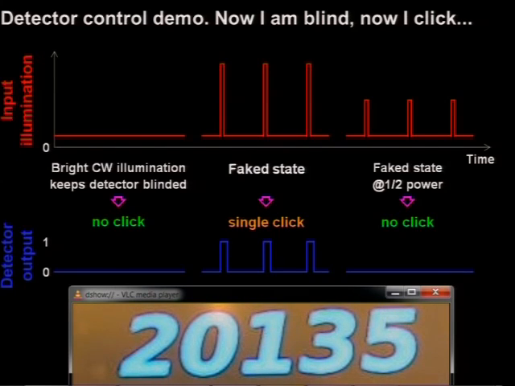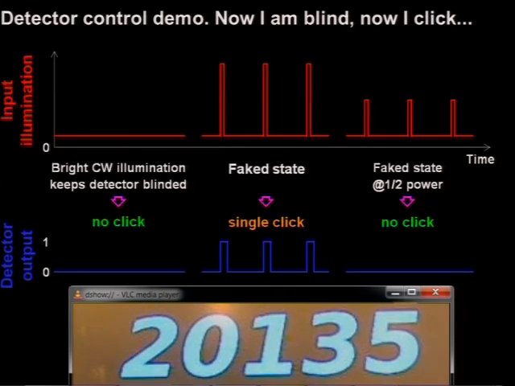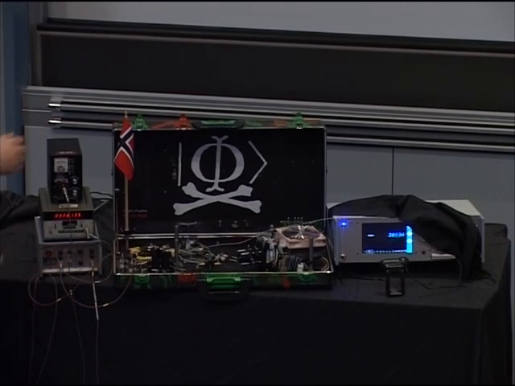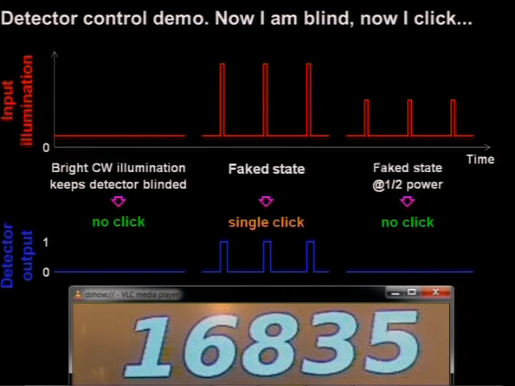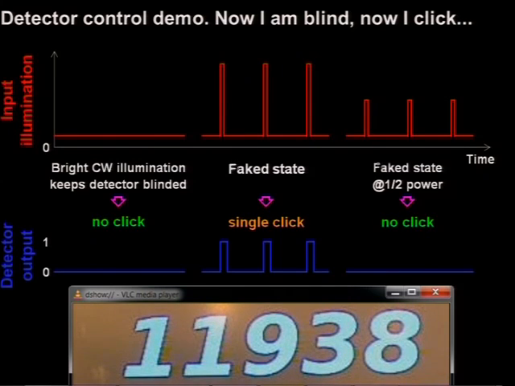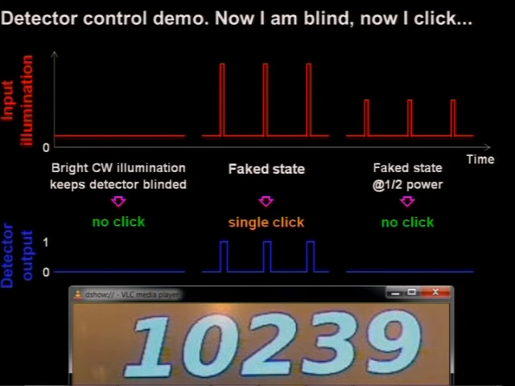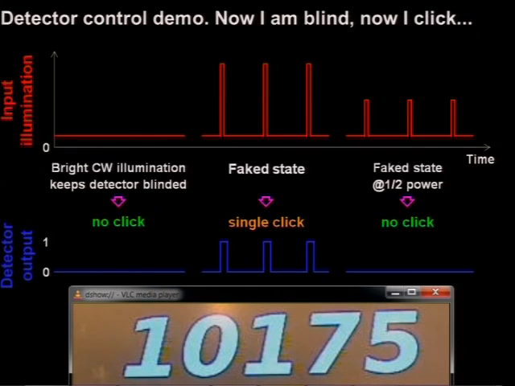And the detector happily responds and produces one output pulse for one input bright pulse. Same count rate. Wonderful. So we have broken a new model of a commercial detector. I can change the pulse rate, make it close to 10,000 pulses per second. So right now it produces 10,175 pulses per second, and the detector happily responds, one output pulse for one input pulse. So we have full control.